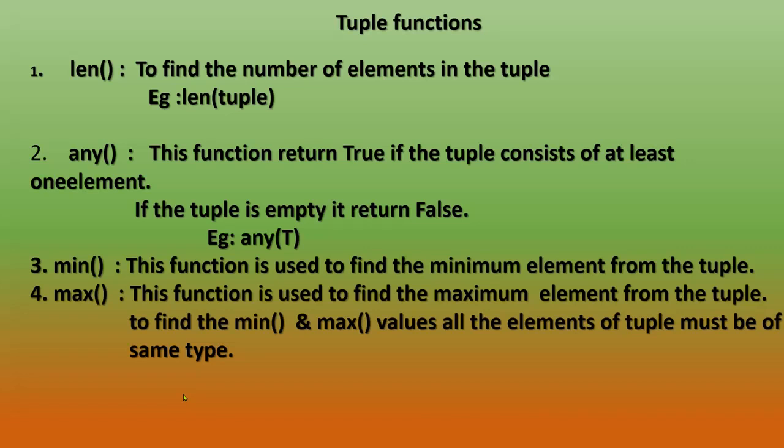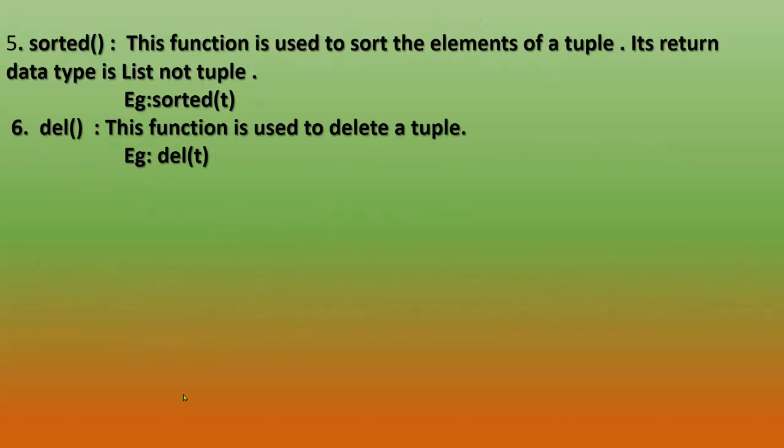And the next functions are min and max. Min and max are used to find the minimum and maximum element from the tuple. If you are using min and max, all the elements of the tuple must be of the same data type. If the elements are of mixed data type, it shows an error message.